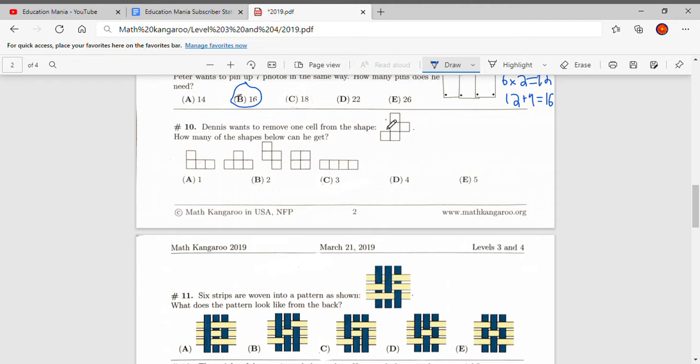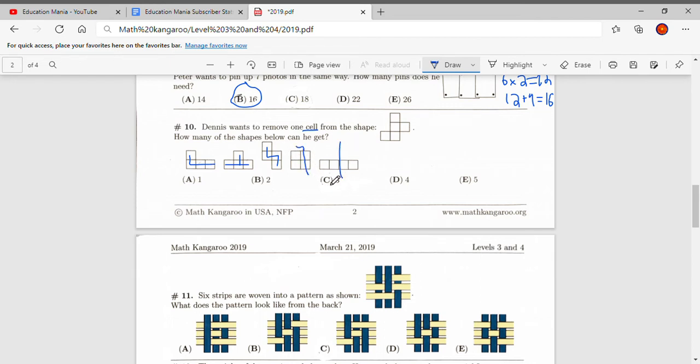So, if we were to remove this one, we would get this shape over here. If we were to remove this one, we would get this one over here. Now, I just noticed that you can't remove this one either, or else this one would become disconnected. So that means that you cannot remove any other squares here, or cells, they call it cells, meaning that these 3 are the only possible ones, and these 2 cannot be made.